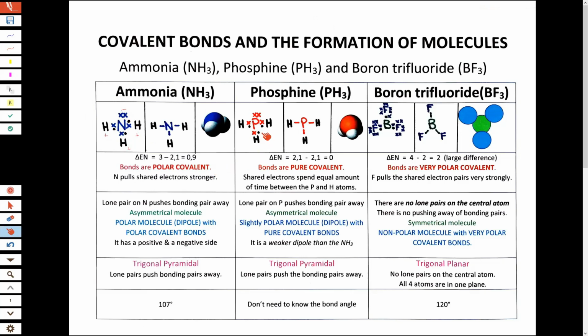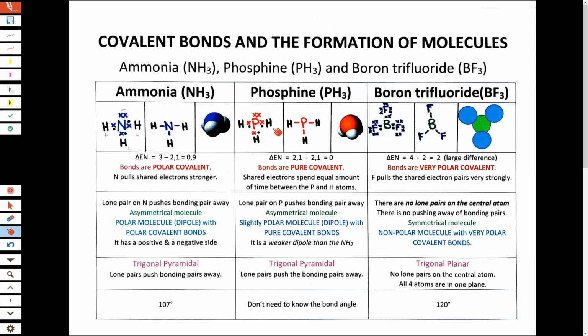This molecule is interesting because the electronegativity difference is 0. Phosphorus has an electronegativity of 2,1, and so does hydrogen. So these bonds are pure covalent because the phosphorus and the hydrogen have an equally strong pull on the shared electron pair. So we call that a pure covalent bond. The shared electrons spend equal amount of time between the phosphorus and the hydrogen atoms. So this molecule has pure covalent bonds inside.